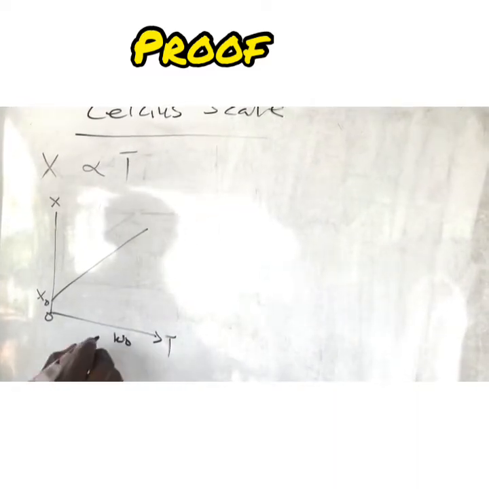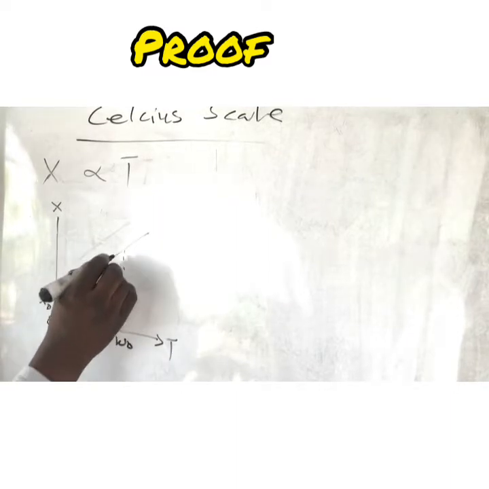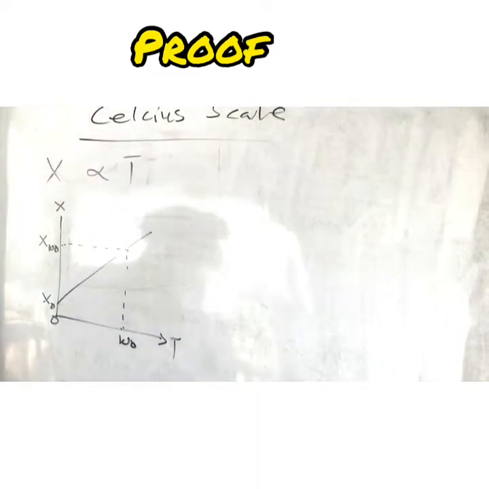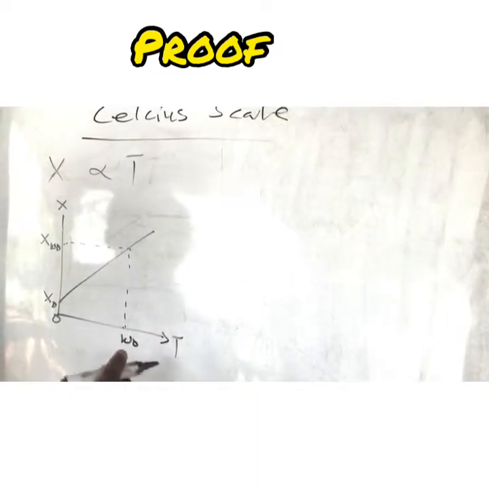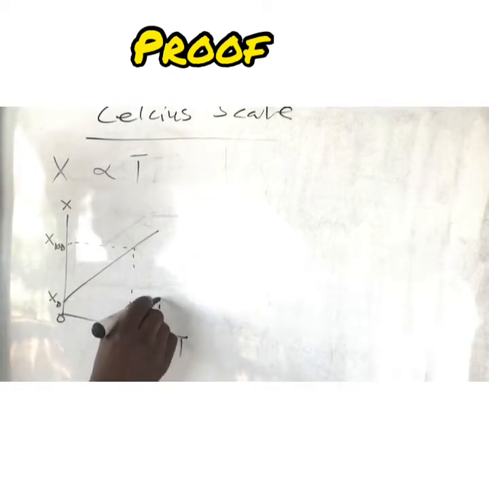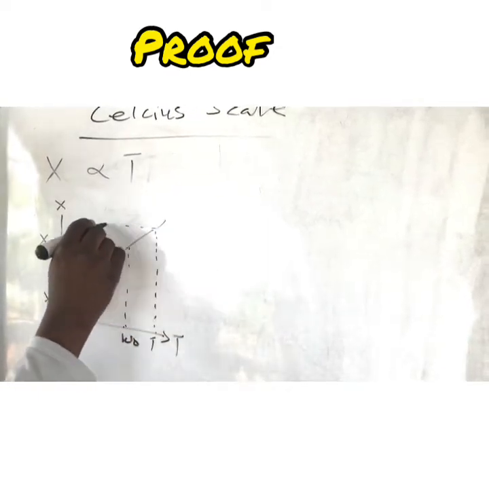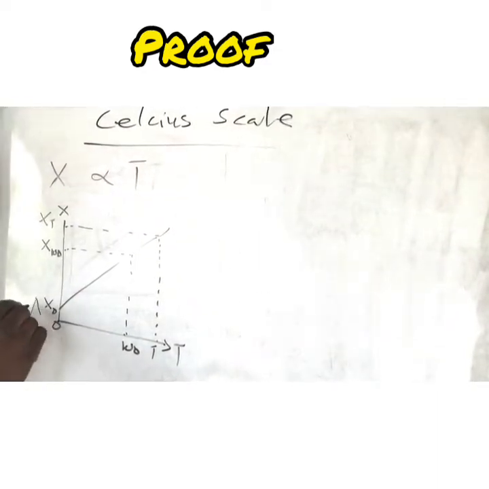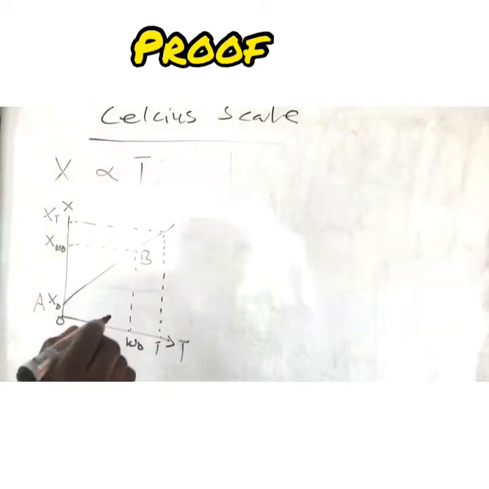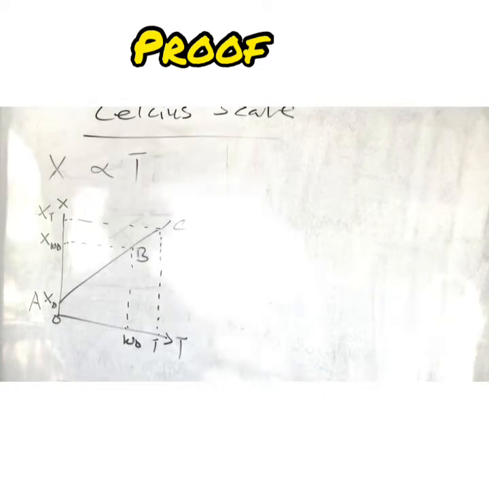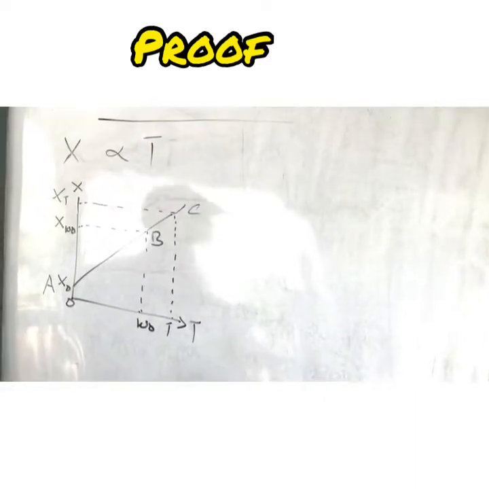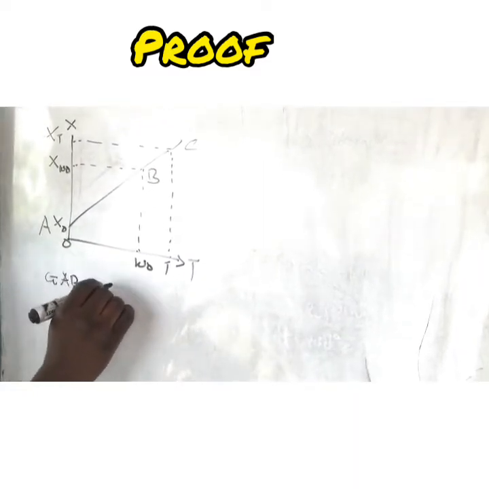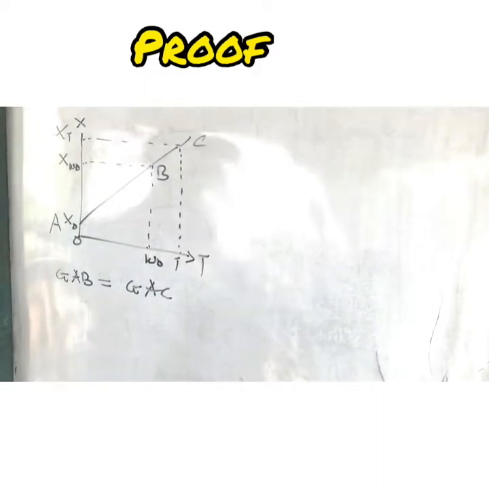So if we trace to this line, then to this point, you will get X_100. And then we have our T here. The same way we trace this to this side, so here will be X_T. Let's name this diagram A here, and then B, and then C. So we're going to find the gradient of AB, which should be equal to the gradient of AC. So this is what you're going to get.